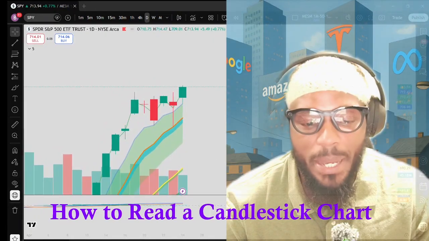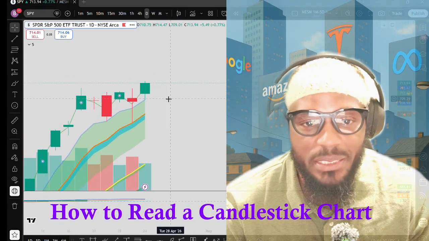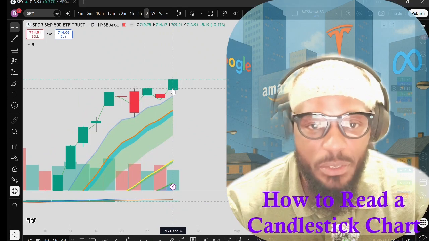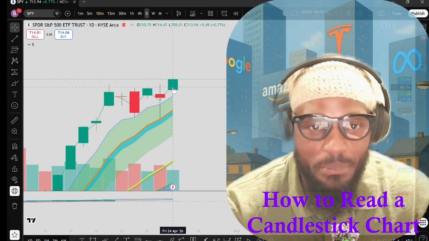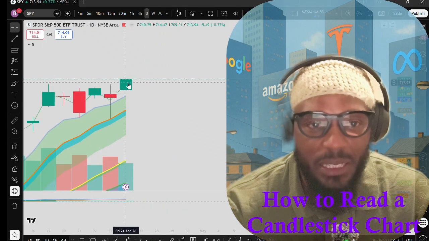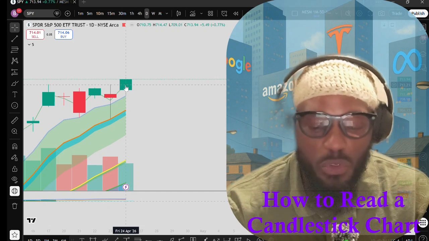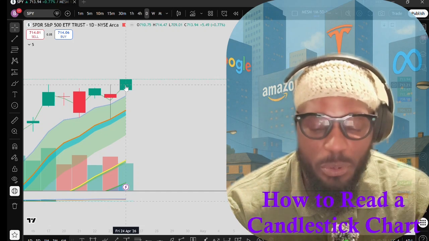So let's go over some candles in real time and get you closer and clearer on what is being said. We are on the SPY chart, and these are candlesticks. We are on the daily time frame. This candle represents SPY price movement on Friday, April 24th.